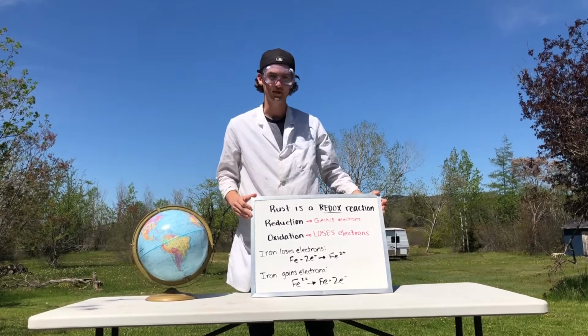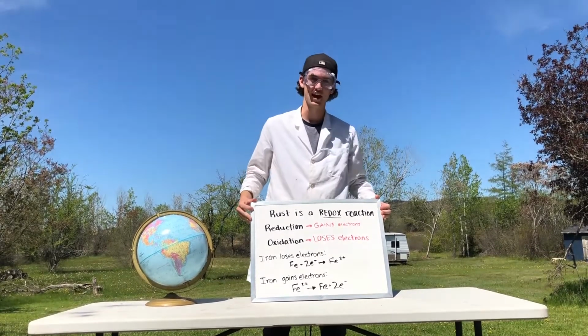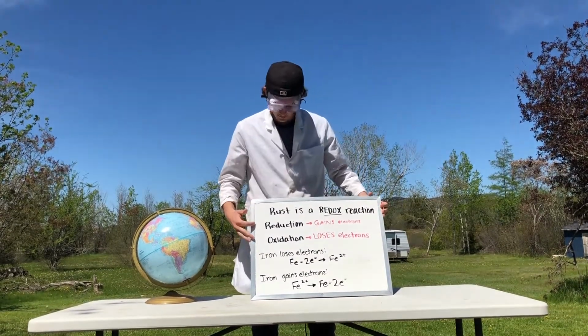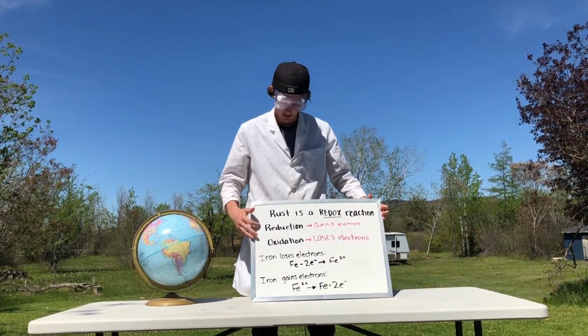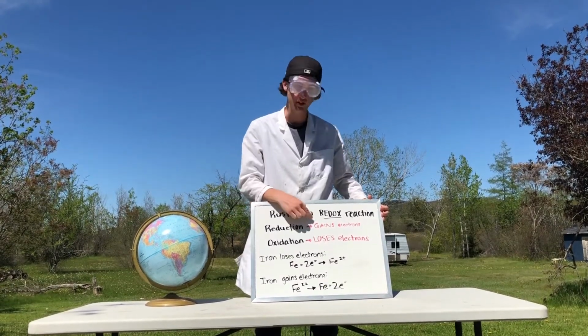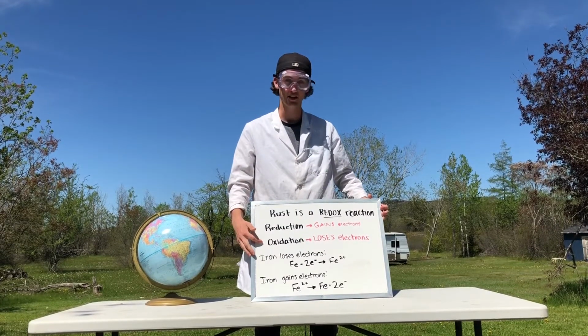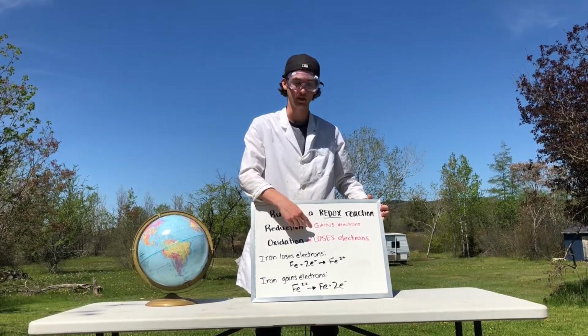Rust is a redox reaction, and we learned about redox reactions in a previous episode. Redox reactions have two half reactions: reduction and oxidization. In a reduction half reaction, electrons are gained. In an oxidization half reaction, electrons are lost.